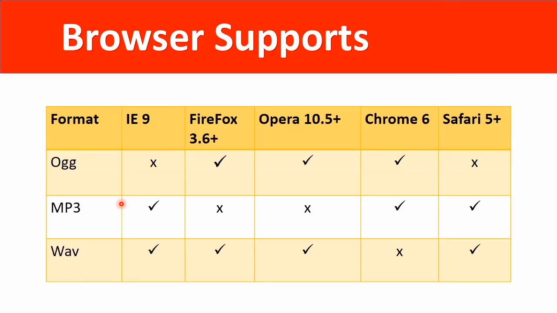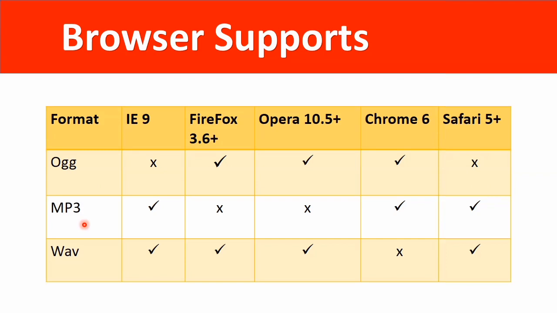Let's see the browser support. The audio tag formats are OGG, mp3 and WAV, but these formats are not supported by all browsers. So let's see which browser supports which format. Internet Explorer 9 does not support the OGG format. Firefox 3.6 and higher versions support OGG format. Opera 10.5 and higher versions support OGG format. Chrome 6 and higher versions support OGG format, and Safari 5 or higher versions do not support OGG format.